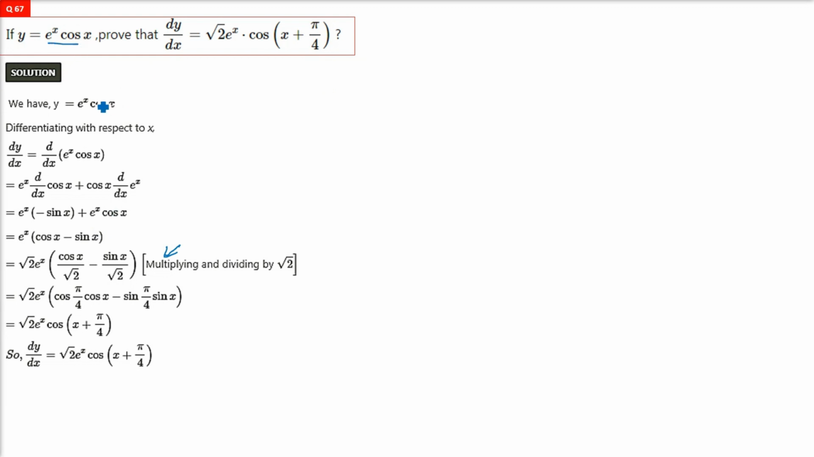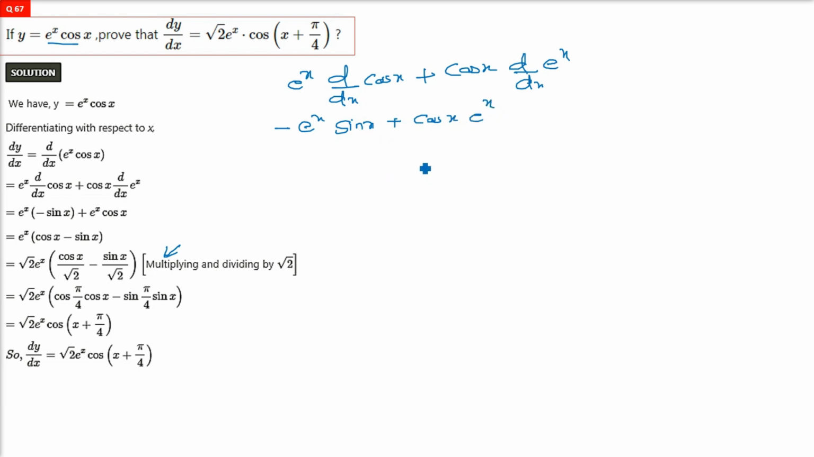So the basic idea is to differentiate. We have two terms, e raise x and cos x, so we'll apply the product rule. So e raise x d by dx of cos x plus cos x d by dx of e to the power x. Derivative of cos x is minus sin x, so minus e^x sin x, and cos x times e to the power x. I am taking e to the power x common and swapping the terms so that I get a negative in between. It will be e raise x, cos x minus sin x.